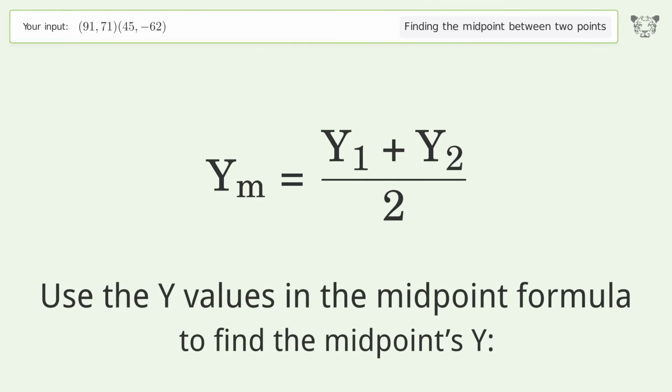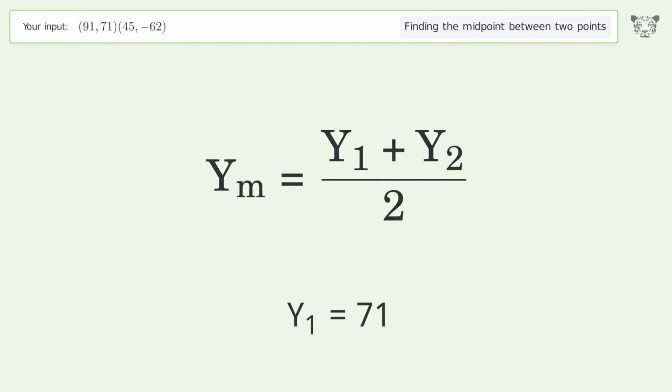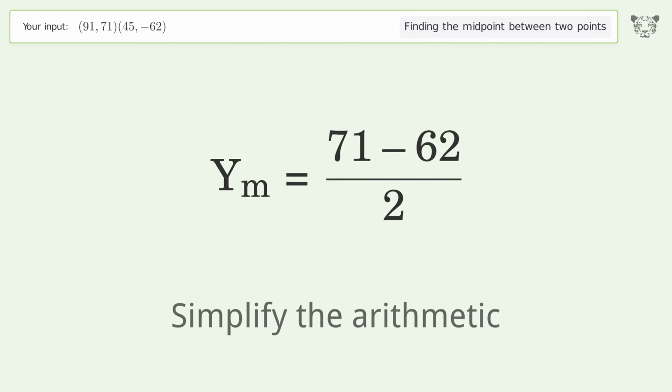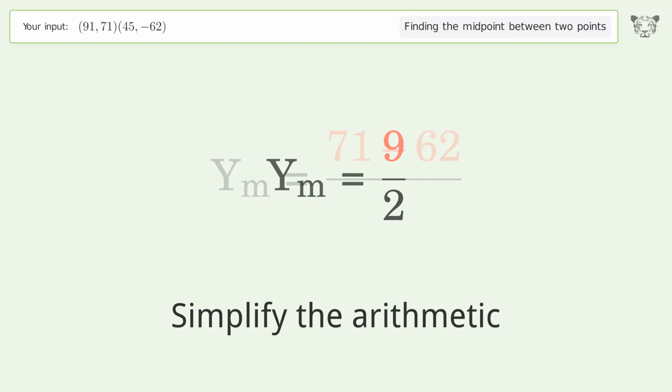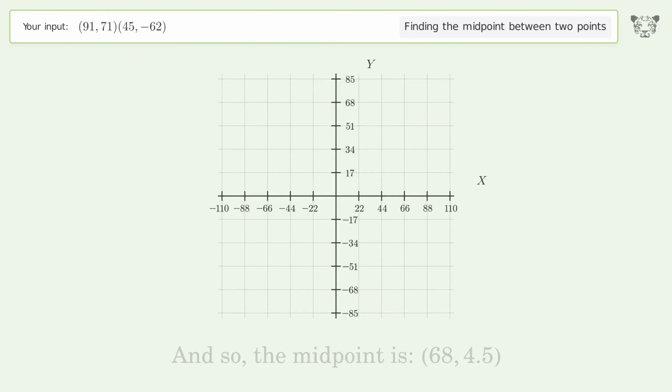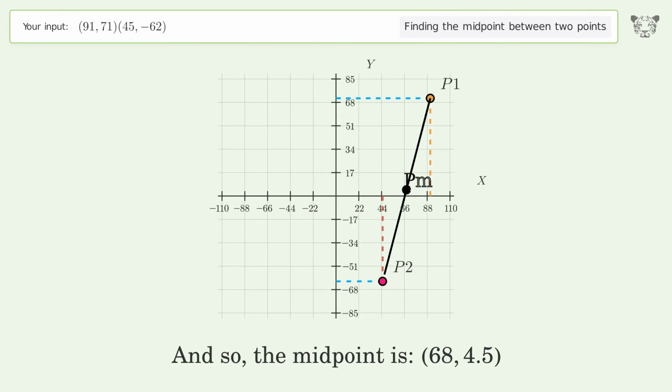Use the y values in the midpoint formula to find the midpoint's y. y1 equals 71. y2 equals negative 62. Simplify the arithmetic. And so, the midpoint is 68, 4.5.